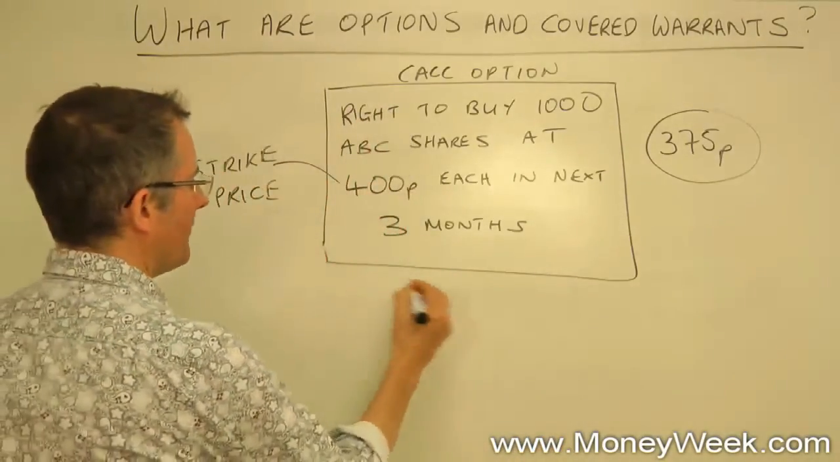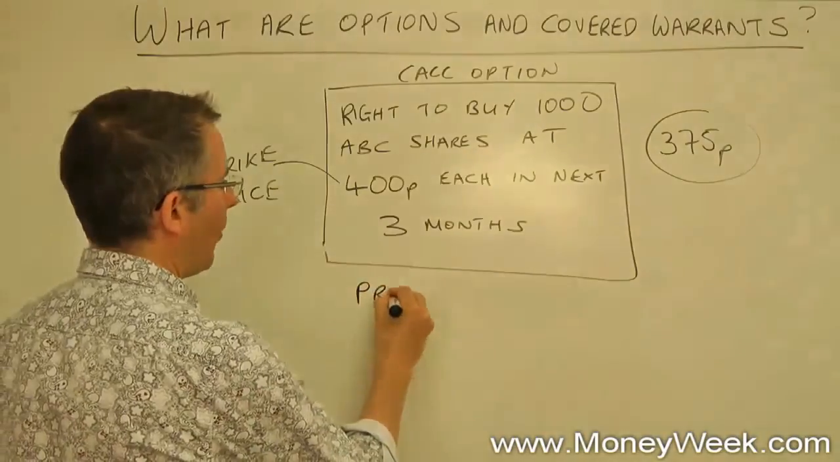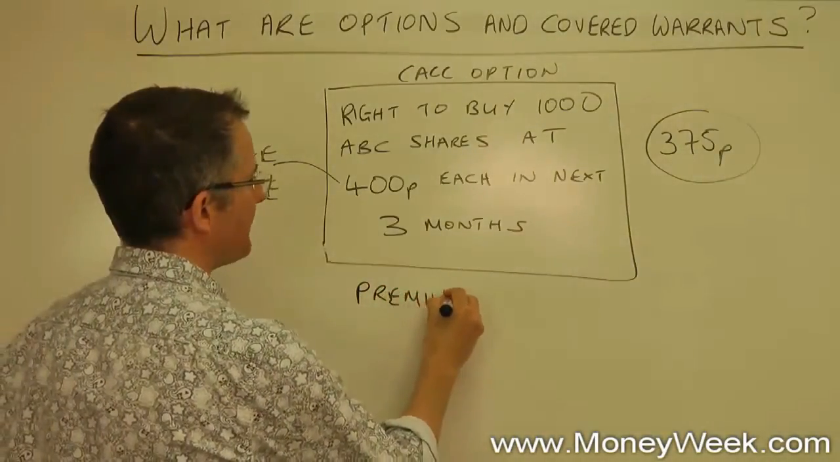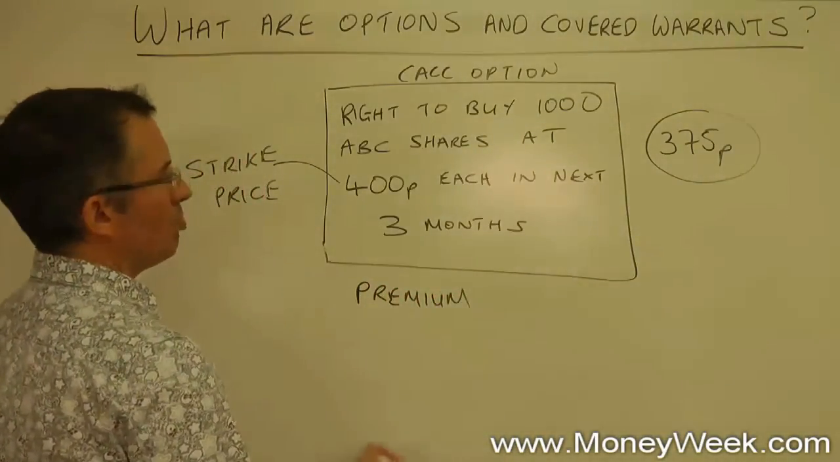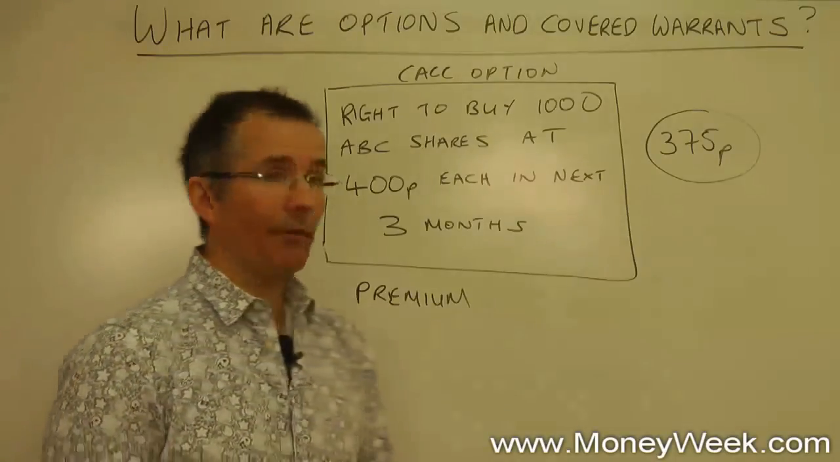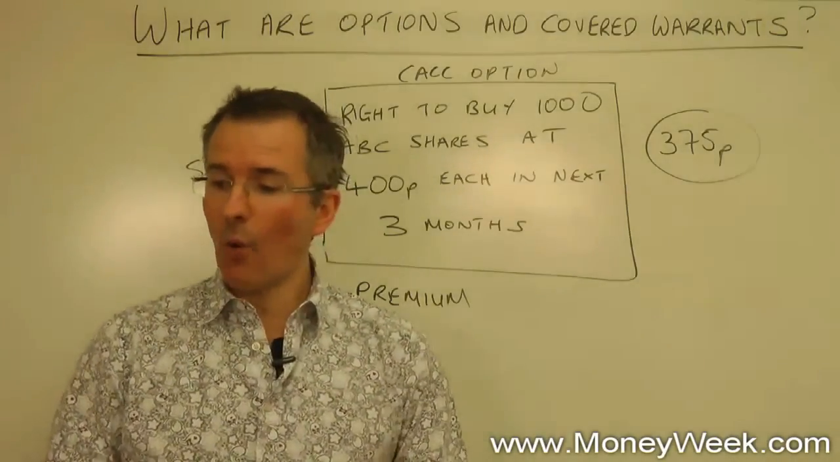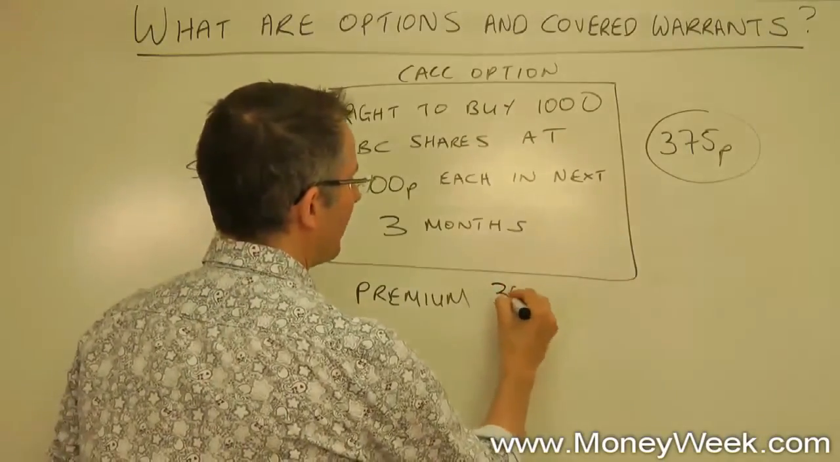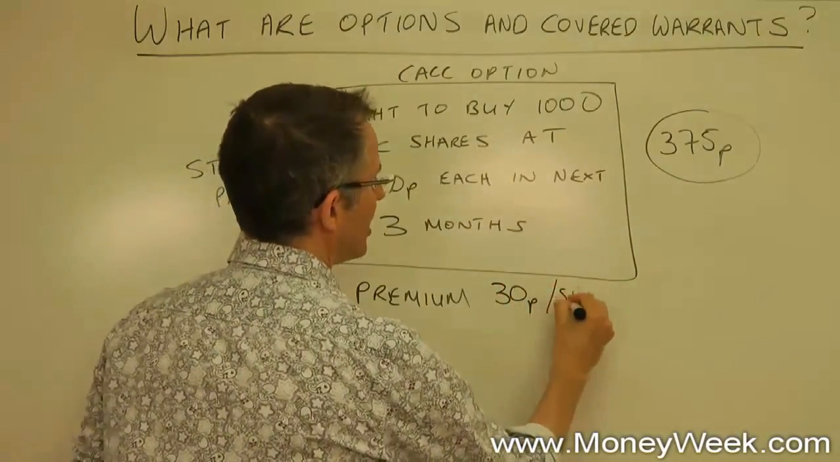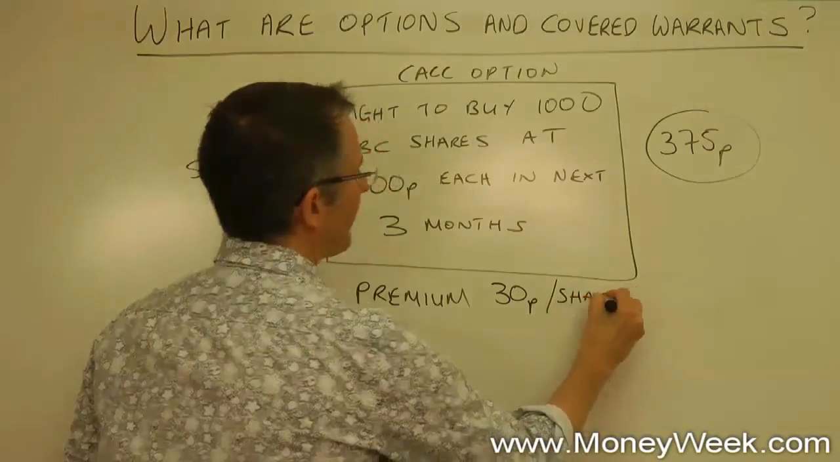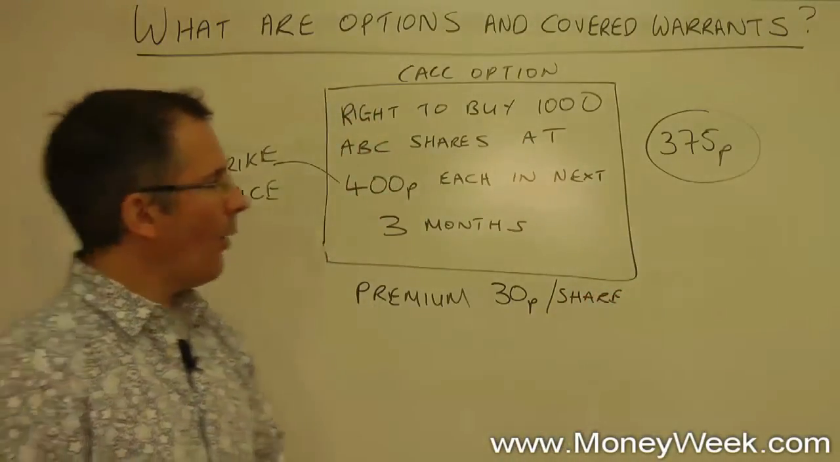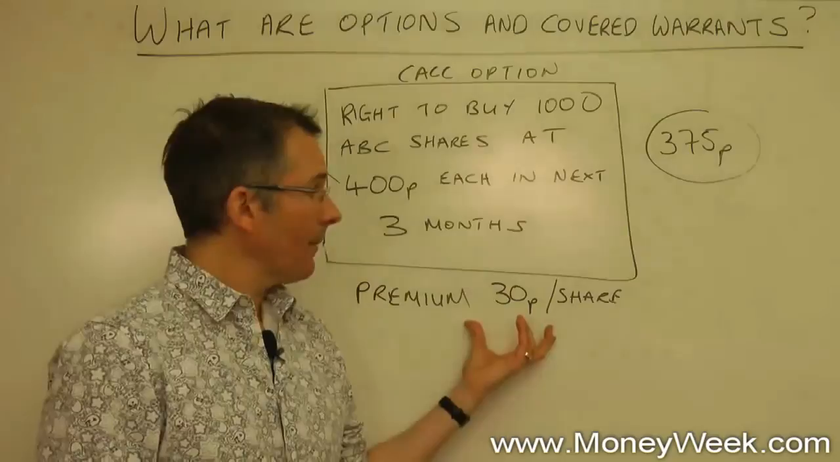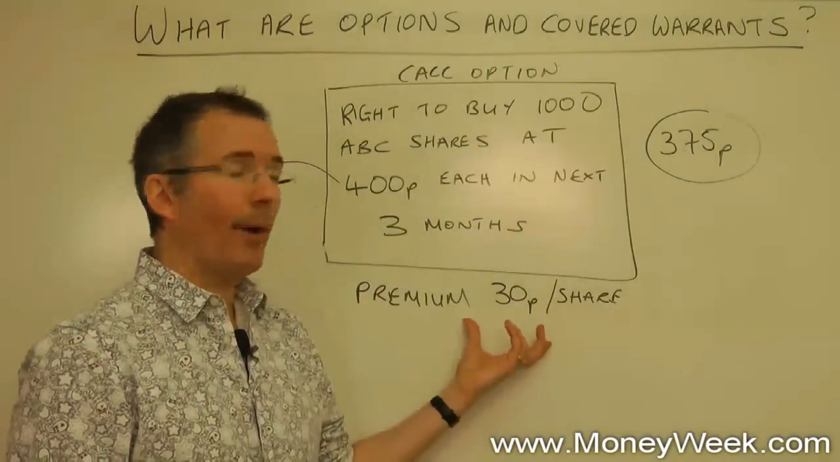Well, as the writer, I'm going to say the premium I want for this piece of paper is, now it's up to me, but obviously if I set it too high, no one's going to buy this option off me. So I'm going to say the premium is 30 pence per share. So what I'm offering is to sell a piece of paper to somebody else. I want some money up front for it. If you like, I'm not going to just give it away for nothing.